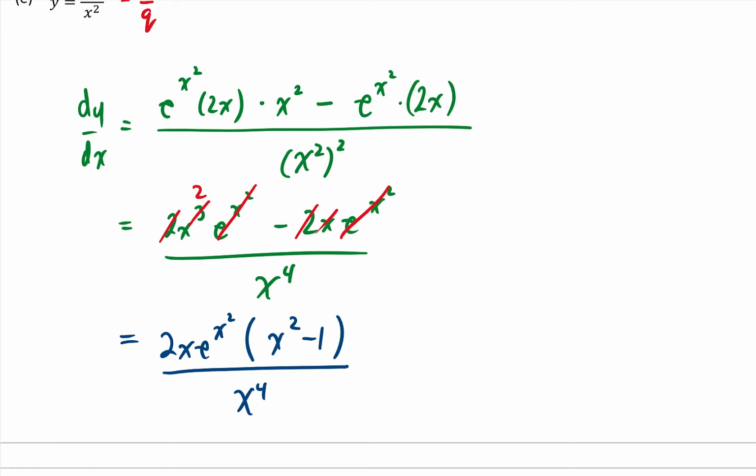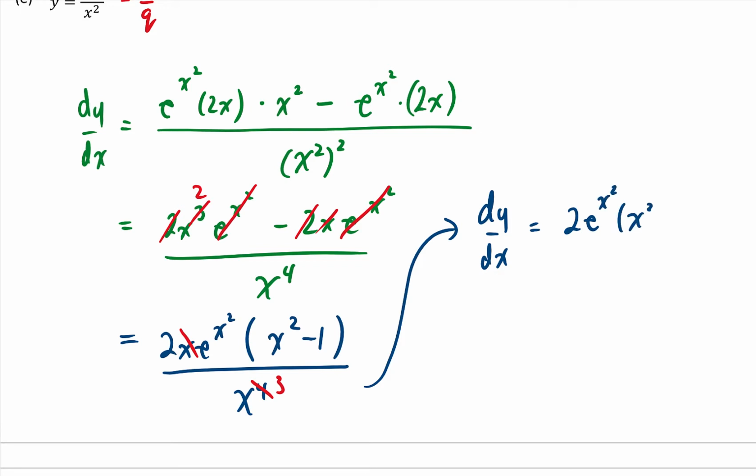And there's one more thing I can cancel, the x here and the x here. And this gives me that the derivative for this function is 2e raised to the exponent of x squared times x squared minus 1 all over x cubed. And now we are done.